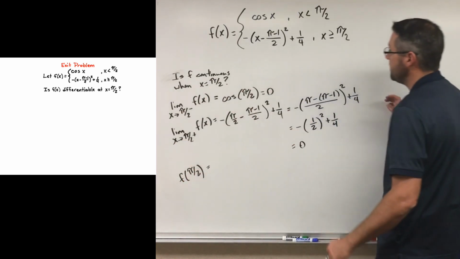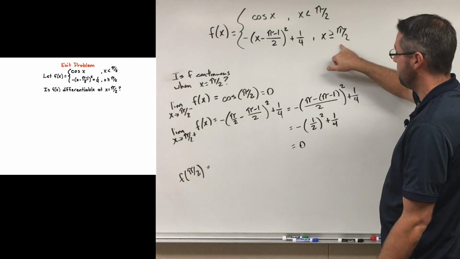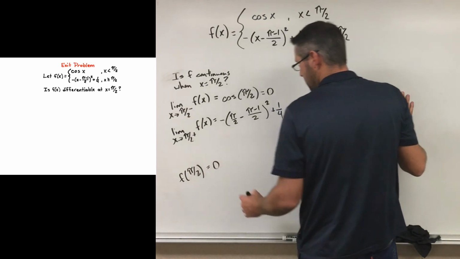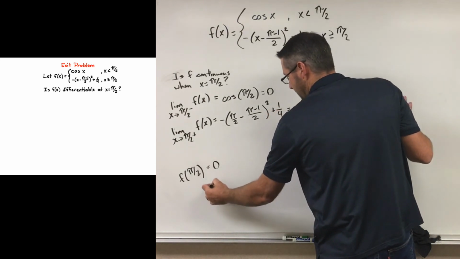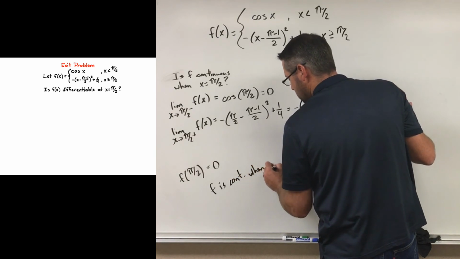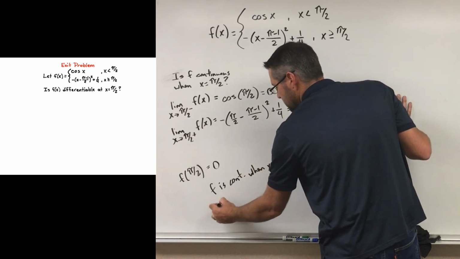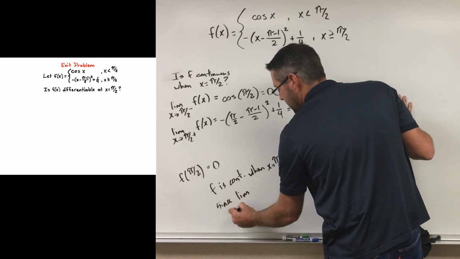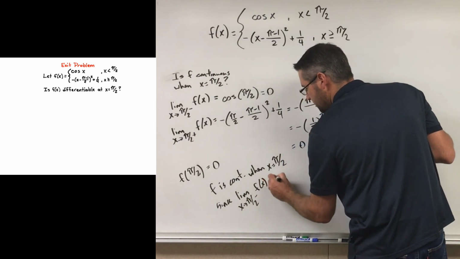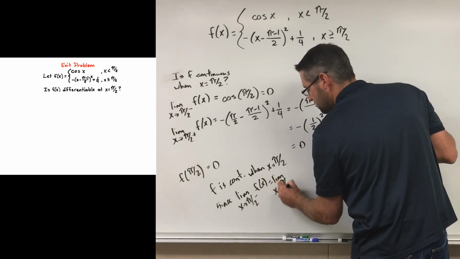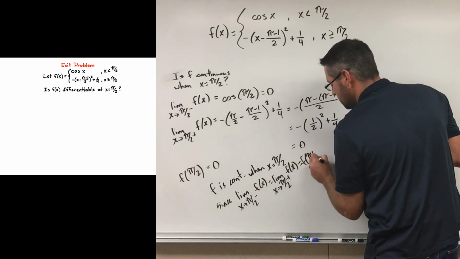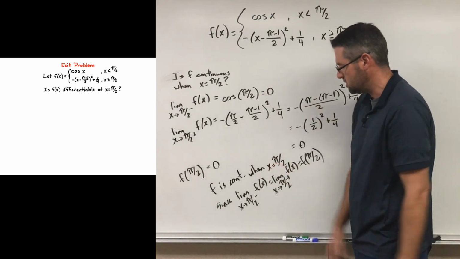I'm not going to show all that work because we're going to use this part of the function to figure out f of pi over 2, because that's the equal sign. We already did all that work there, and we ended up with 0. So as a result, we can say f is continuous when x equals pi over 2, since the limit as x approaches pi over 2 from the left equals the limit as x approaches pi over 2 from the right equals f of pi over 2. So that's good. The function is continuous.